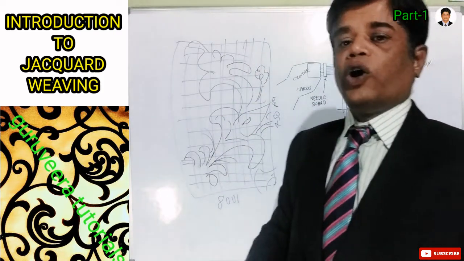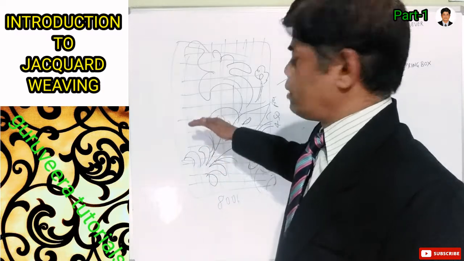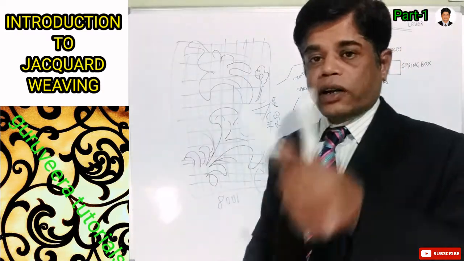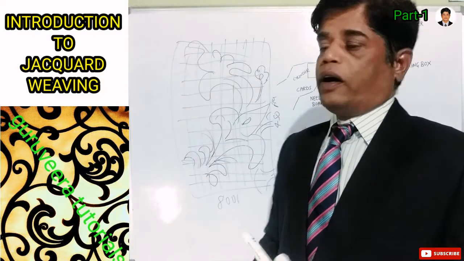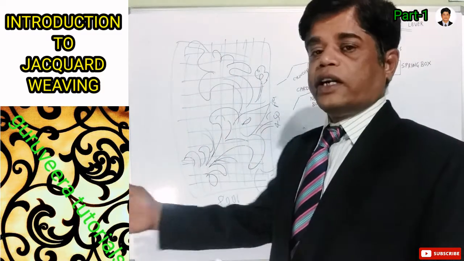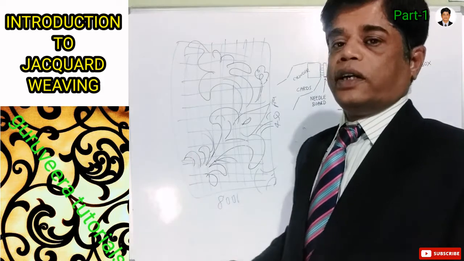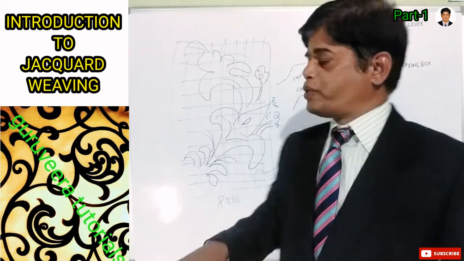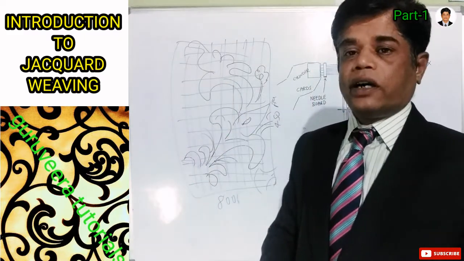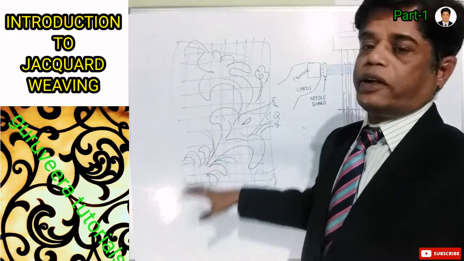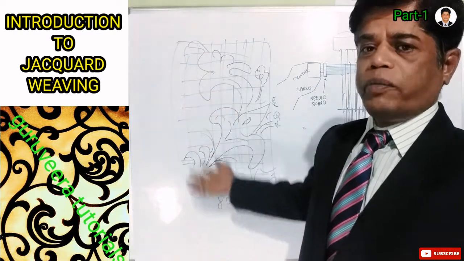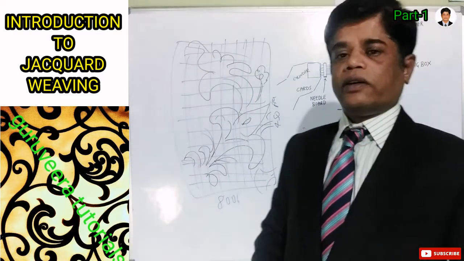In 800 threads, at particular intervals, how many sheddings are required to form? How many colors of threads or picks have to go into the shed? Per minute, to produce a jacquard, a high speed jacquard machine, this is one repeat. Very fine, within a fraction of a minute, such designs are produced.